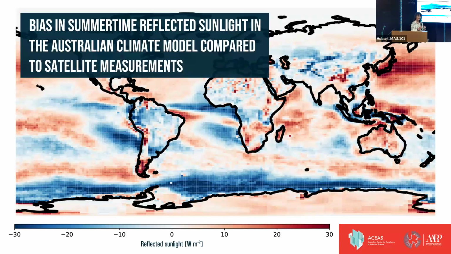So how does this actually come about? This is a plot. It's the bias of the Australian climate model, ACEAS, in how much sunlight it reflects out to space. So what we're interested in, this is for summertime, what we're interested in is this big band of blue that goes right around Antarctica. That's showing that the ACEAS model is not reflecting enough sunlight out to space, which allows too much sunlight to reach the surface of the ocean. And you can imagine what impact that has on the rest of the Southern Ocean system within the model, warming ocean temperatures, sea ice. So this is the challenge that we have.